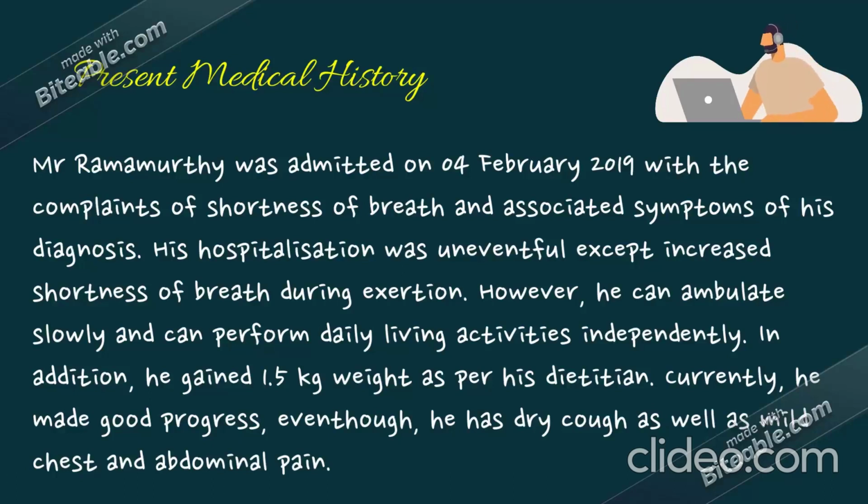Here you can see that we wrote his hospitalization was uneventful except increased shortness of breath during exertion. So that is a negative thing. That means the patient had some problem. Then we are going to write something positive. That means he can ambulate slowly and can perform daily living activities independently. So even though the patient has increased shortness of breath during exertion, currently he can ambulate and can do the daily living activities. That means after one negative, if you want to tell one positive, you can use however, and just the opposite, you can say even though.